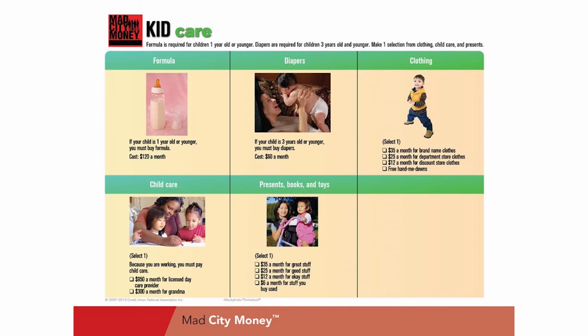Again, if you have a child that's 1 year or younger, you're going to want formula, so you'll want to put $120 in your budget a month. If your child is 3 years old and younger, you'll want to have diapers. And then clothing for your child, you can decide which one you want to use there. You'll also want to select childcare, as well as presents, books, and toys. We'll pause here so that you can make those decisions.